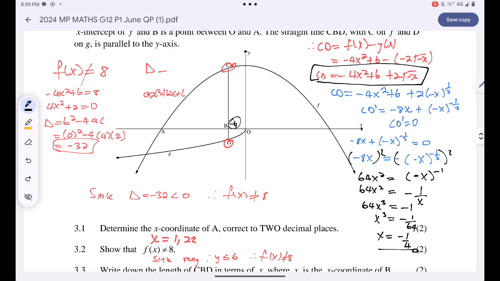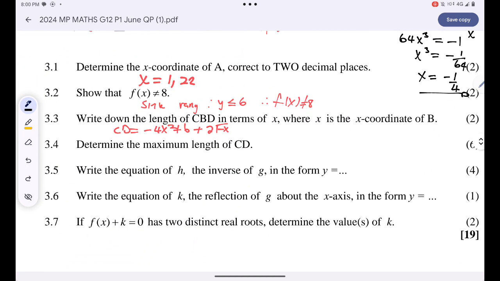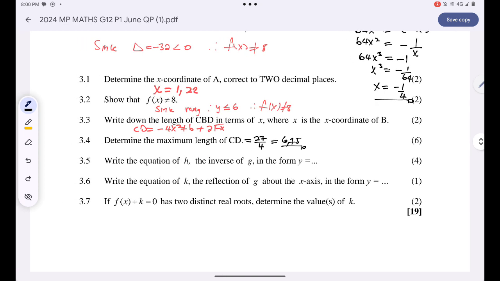So this will give me a maximum distance of 27 over 4, which is 6.75. Okay. Now I'm asked to write down h of x, the inverse of g.